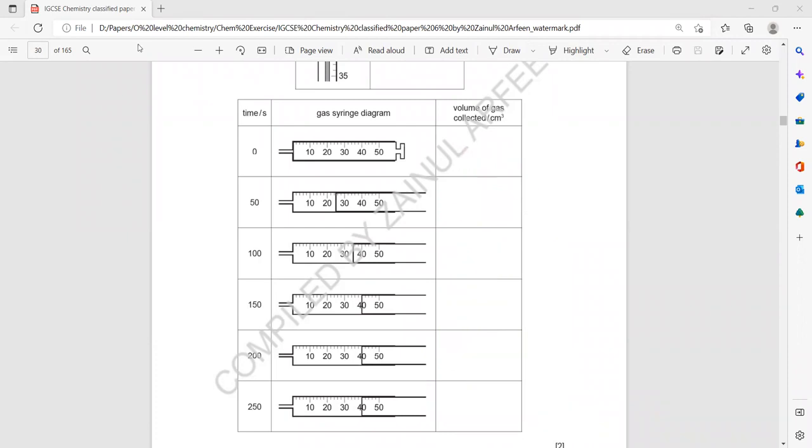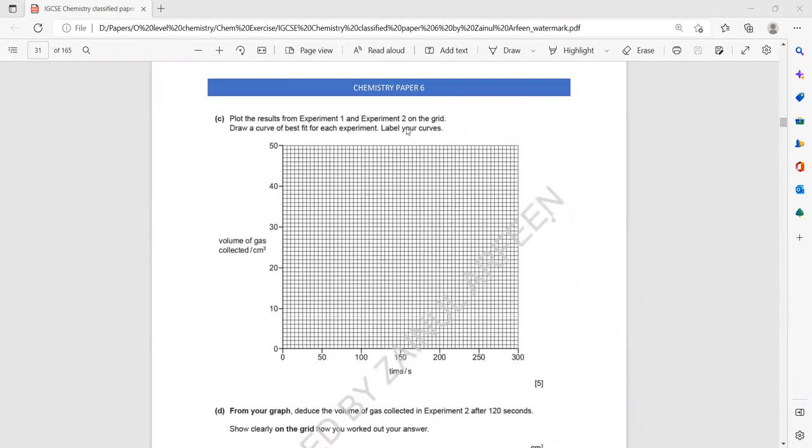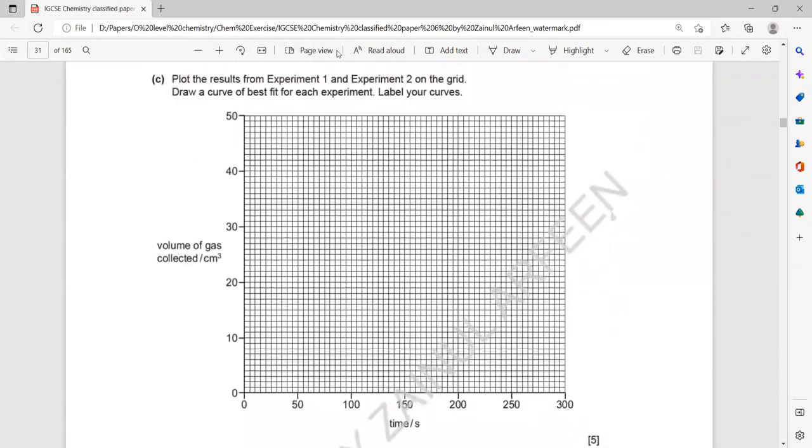The next part, we have to plot a graph. Plot the result of experiment 1 and 2 on the grid. I will write the values first: the volume of the gas collected and the time. For experiment 1 and experiment 2, I will write them simultaneously. And then we'll plot a graph, experiment 1 and experiment 2.